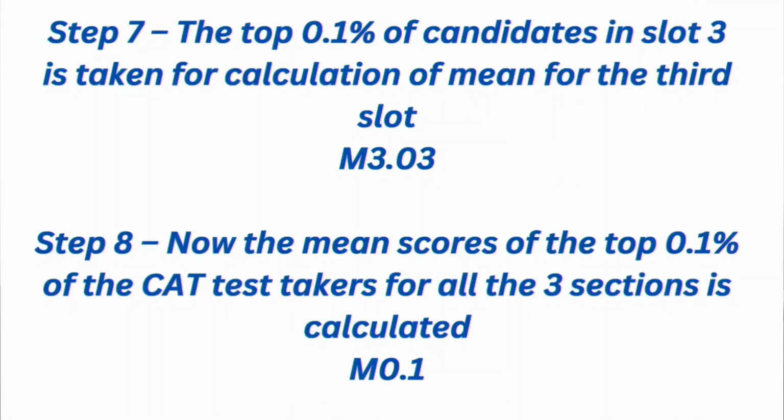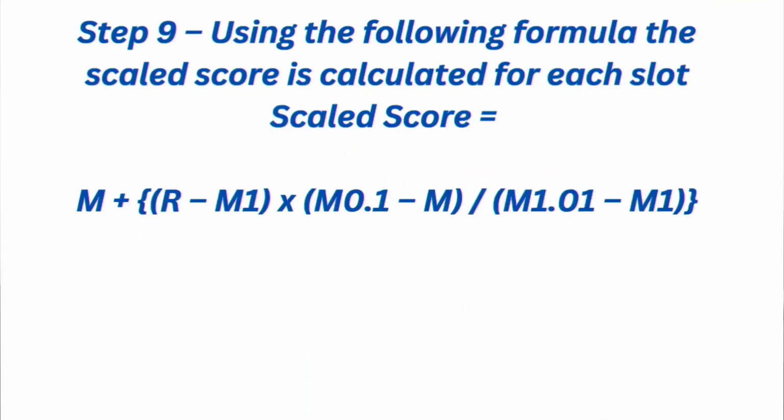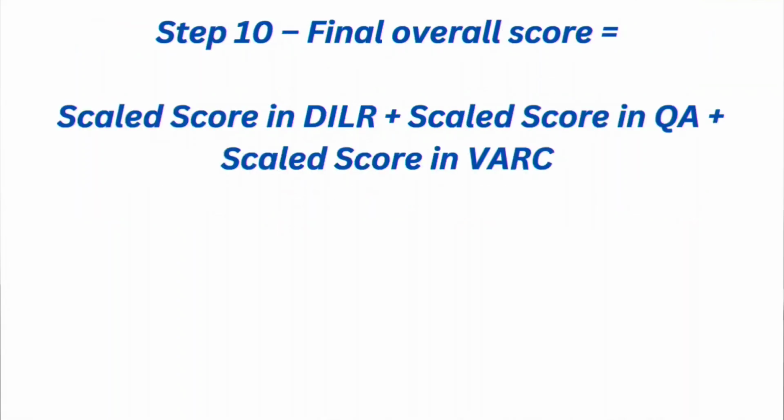Now in the next step, the mean scores of the top 0.1% of the CAT test takers for all the 3 sections is calculated, and using the following formula the scaled score is calculated for each slot. Then in the last step, the final overall score is calculated, which will be the sum of the scaled score in data interpretation and logical reasoning, the scaled score in the quantitative ability section and the scaled score in the verbal ability and reading comprehension section. And in this way the CAT scaled score is calculated. So this is all about the normalization process for the CAT score.